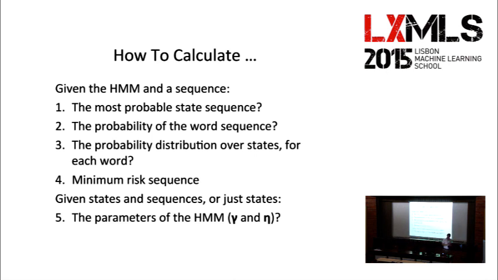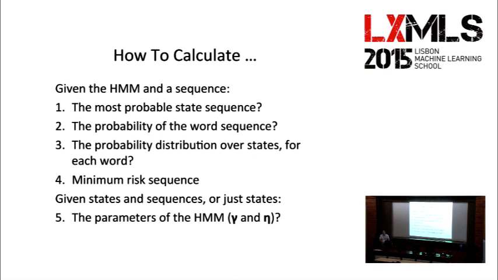The third thing we might want to do is ask for a particular word in our sequence, what is the probability distribution over states for that word conditioned on the whole sequence? Each of these is sometimes called an inference problem. The last one we'll come back to is called finding the minimum risk sequence. It's a different way of picking a sequence. And then the last thing we'll talk about is how do you get the parameters given data?